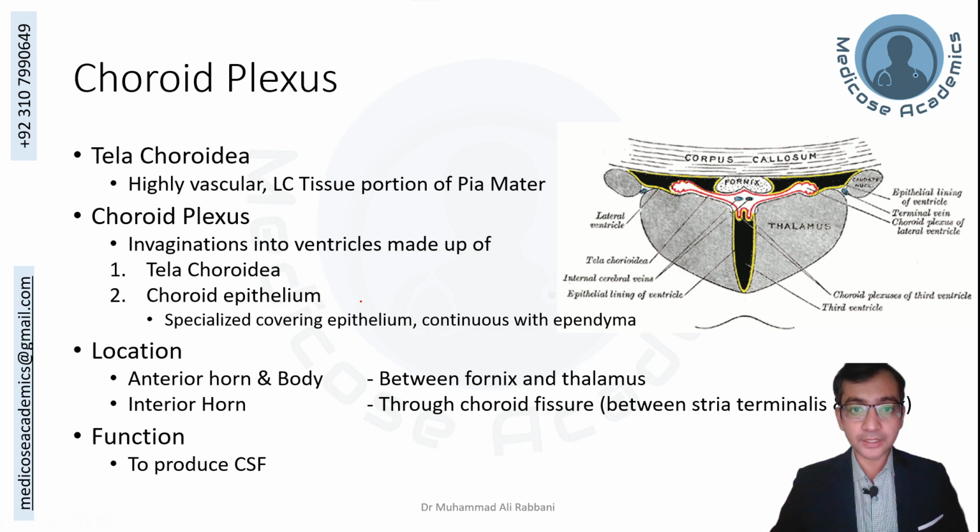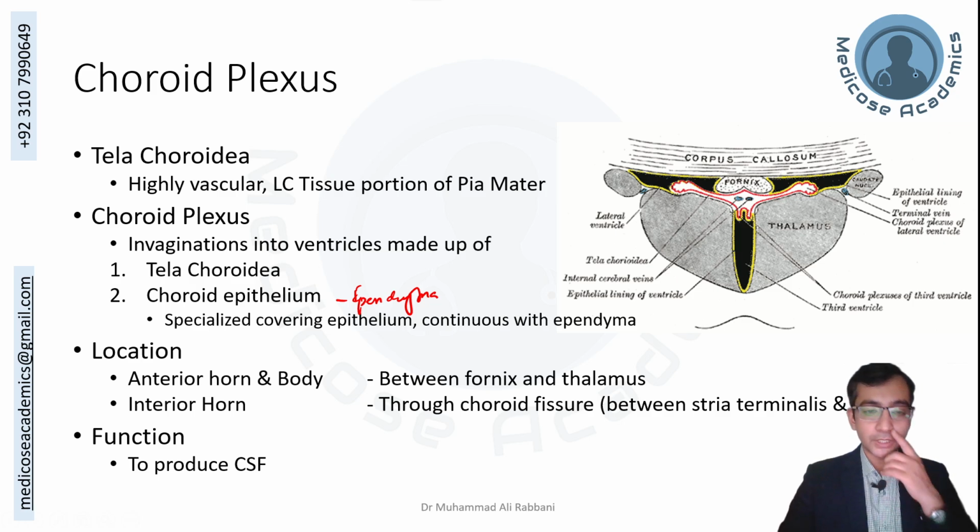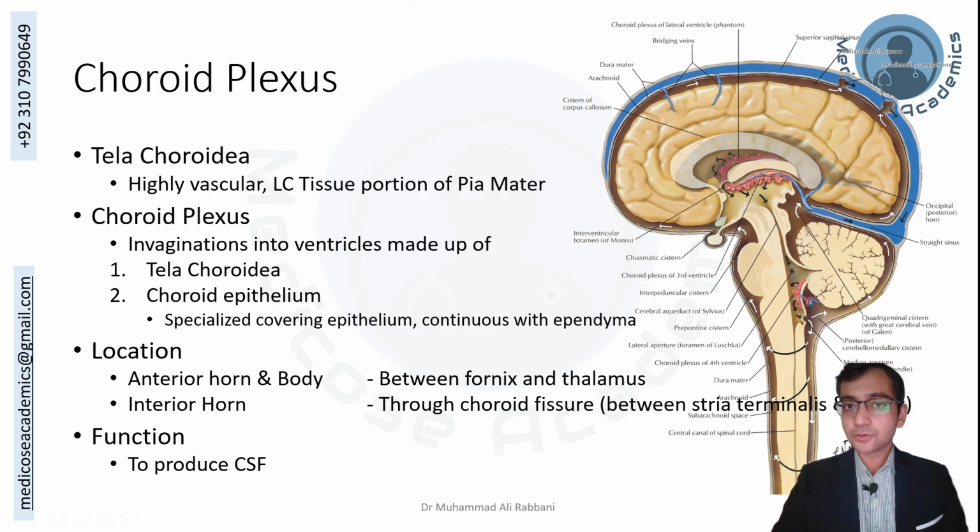So tela choroidea plus epithelium, that is the ependyma. Choroid epithelium is written here. The ependyma plus tela choroidea together is called the choroid plexus. So it is present on the interior aspect of this ventricle, right here. It goes through the foramen of Monro. So here is the choroid plexus, as you can see, the reddish one shown here.